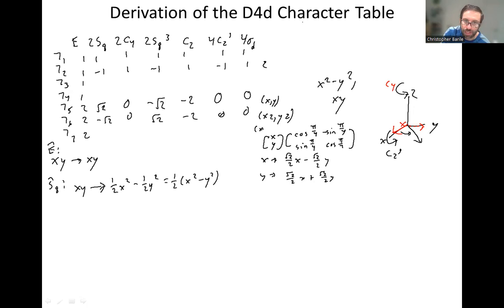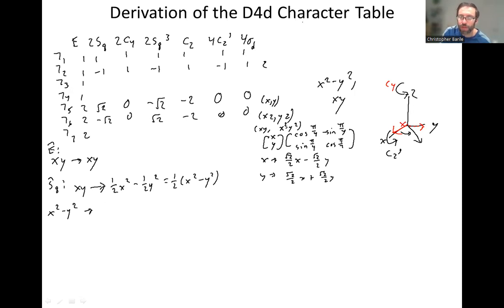So I'm going to write these together here. And I put them down here because if they're transforming together, well, then it has to have a dimension of 2. And maybe hopefully I'm figuring out gamma 7 here, although I don't know that for sure yet. Okay. So how does x squared minus y squared transform?